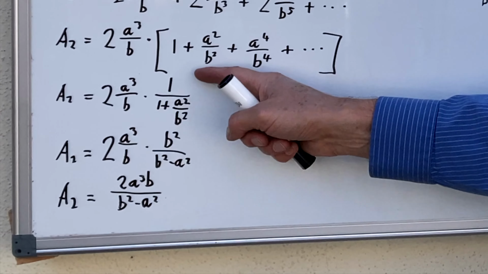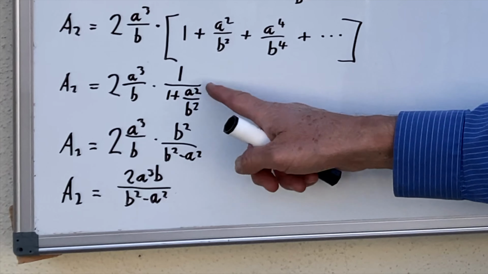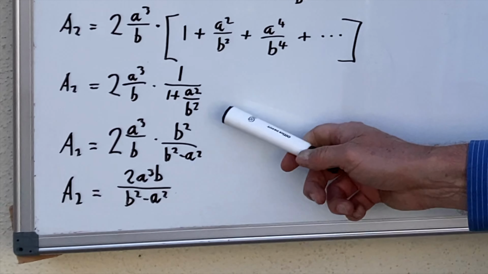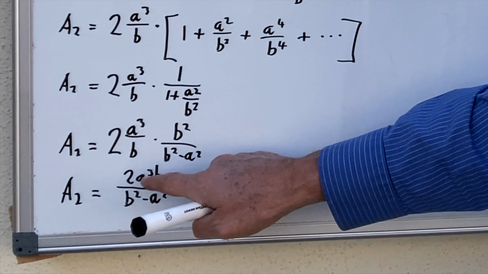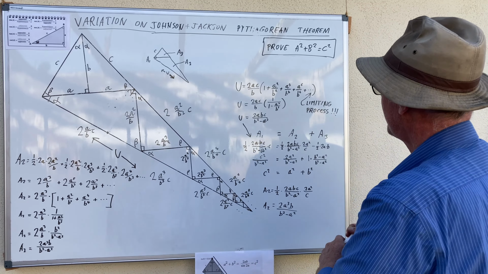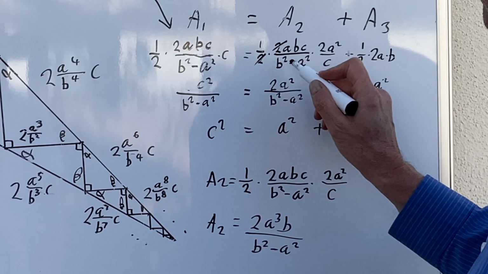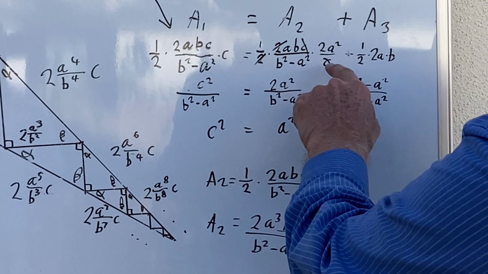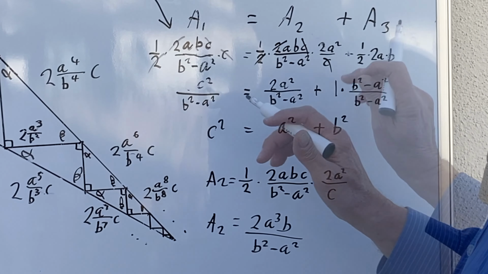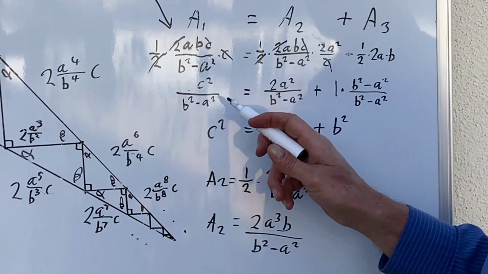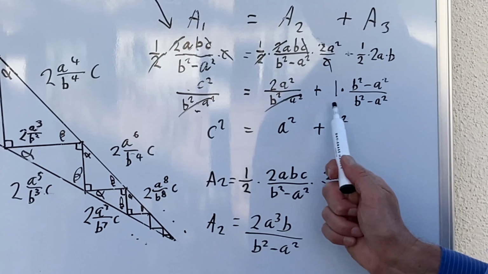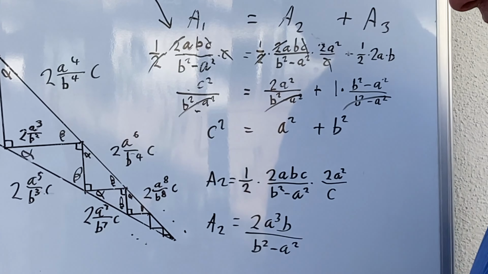It basically gives us 1 over 1 plus a squared over b squared, and then you simplify that, it becomes b squared over b squared minus a squared, and simplify further, it's 2a third b over b squared minus a squared, and that must equal this, and it does, because take a look, we cancel this out, the c cancels out, you got 2a third over b squared minus a squared. So this simplifies to this, then you cancel out the b squared minus a squared, and you get your answer of c squared equals a squared plus b squared. So that's a simple proof.